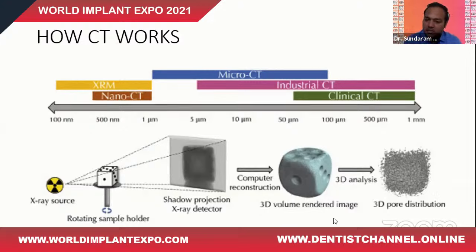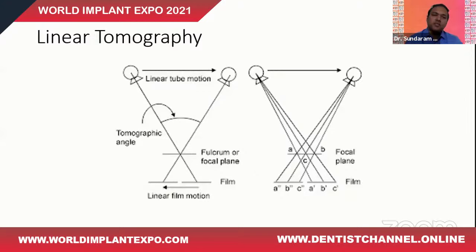Now the CT also has got its own evolution. The first one is going to be the linear tomography. A linear tomography, as you can see in this picture, has got the object of interest in this place, that is a patient. You got the linear film motion and the tube that rotates around the patient, right? This is how the linear tomography was being done.